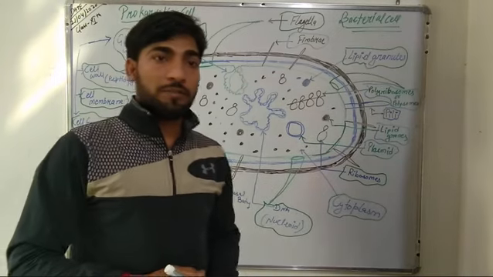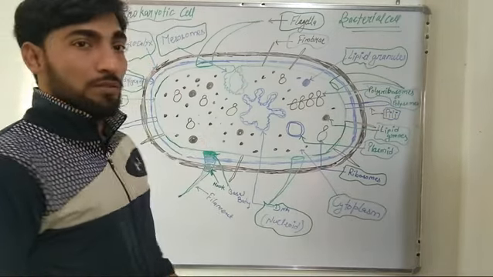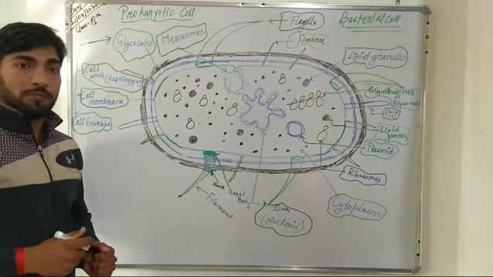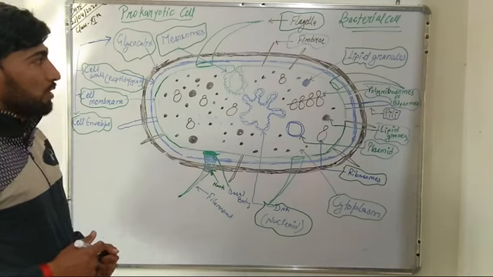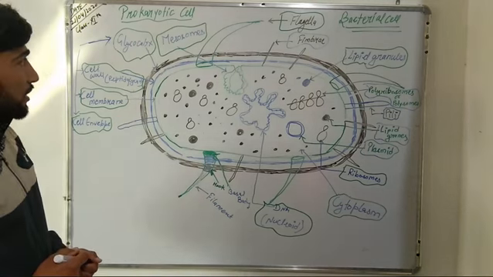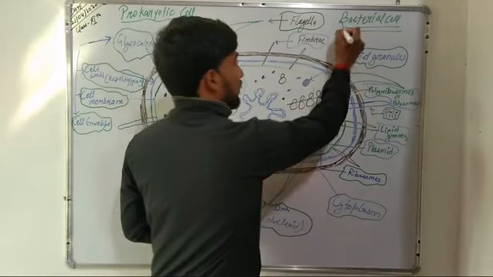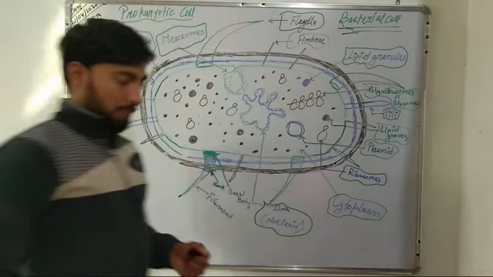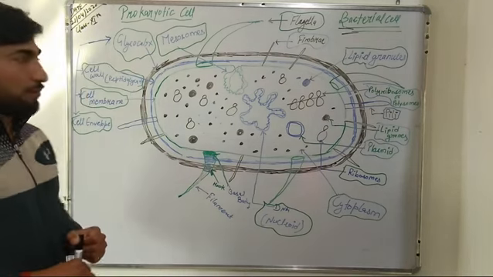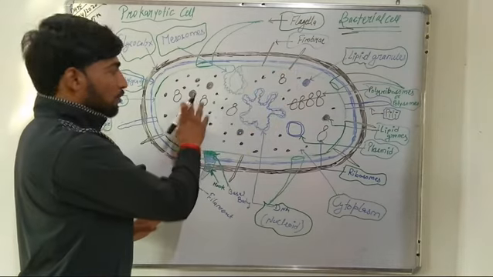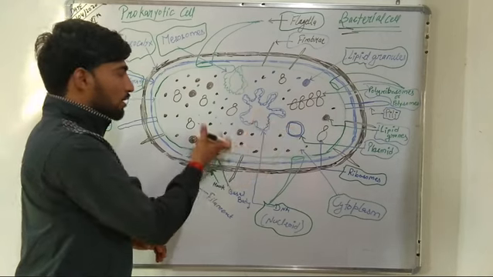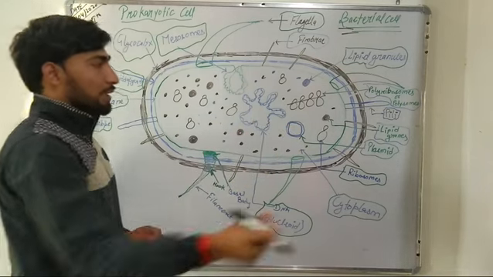Good morning everybody. In our last video we studied the introduction to prokaryotic cell, and in this video we will study the structure of prokaryotic cell. In this structure of prokaryotic cell we are studying the bacterial cell. A bacterial cell usually consists of the cell envelope, the cytoplasm, nucleoid, plasmid, mesosomes, inclusion bodies, ribosomes, etc.